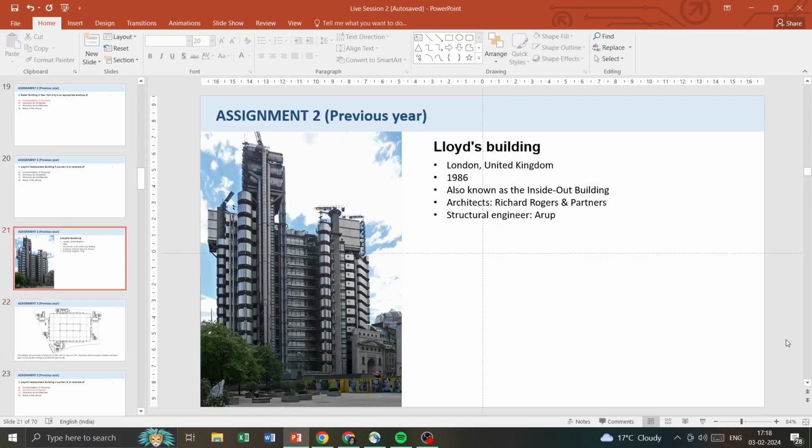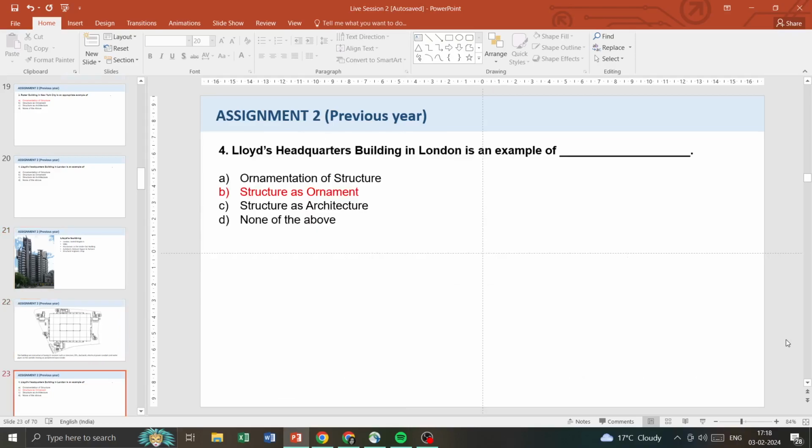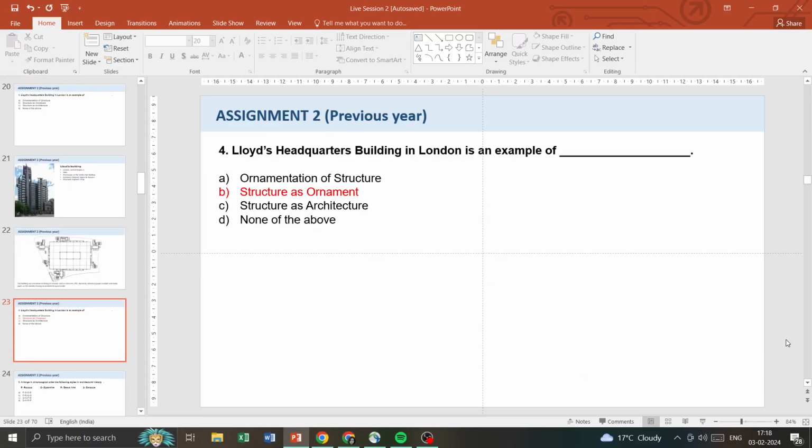So if you look at this building again, you see that all these services are a part of structure. They are a structural part of the building. These services, all the pipes that are going and all the staircase that is going on. And you see how that has been used to create some kind of aesthetic or a different kind of facade, which makes this structure as ornament.